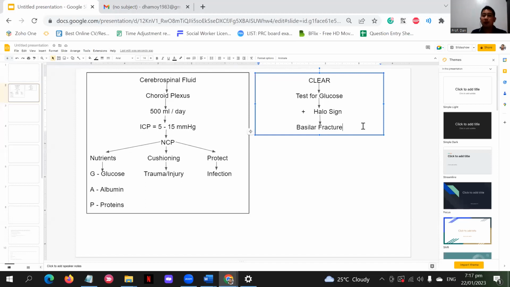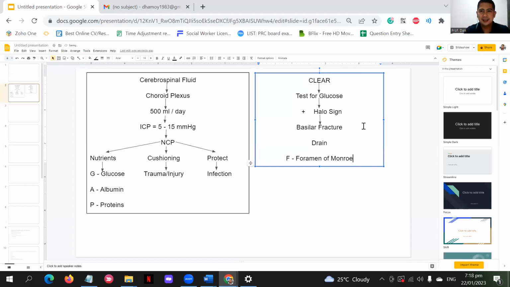Guys, when we talk about CSF, it's a fluid. There's a place that produces it, and there should also be a place where to drain it. Where is our CSF drained? First, letter F. It drains in the foramen. Go. That's your clue. So every time the choroid plexus produces CSF, very good, the foramen of Monro.